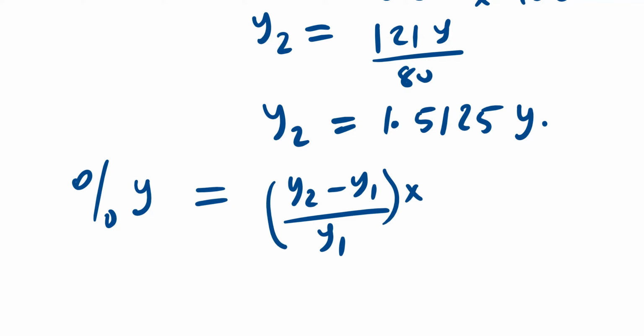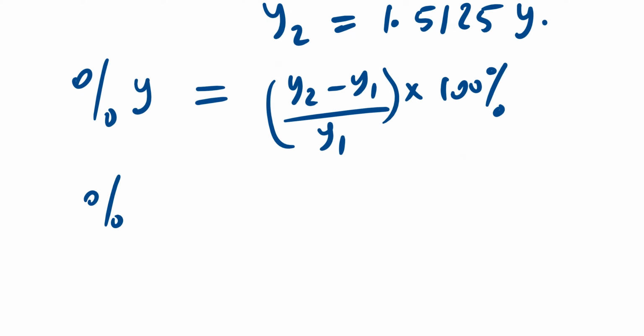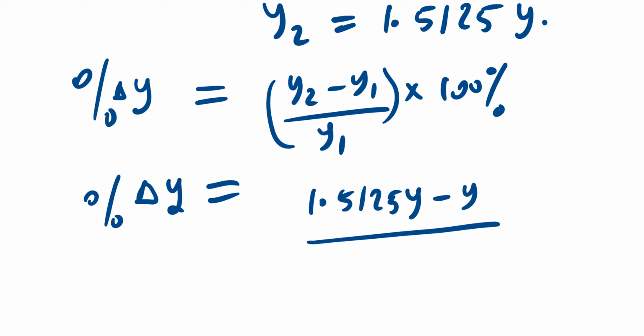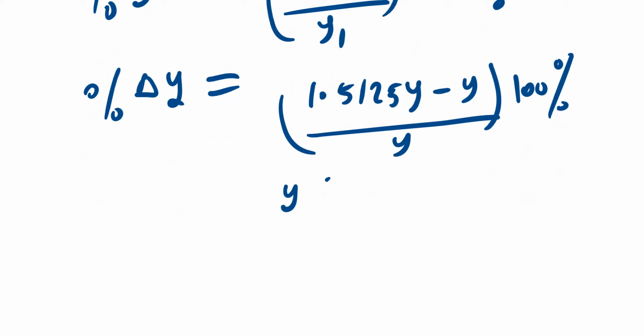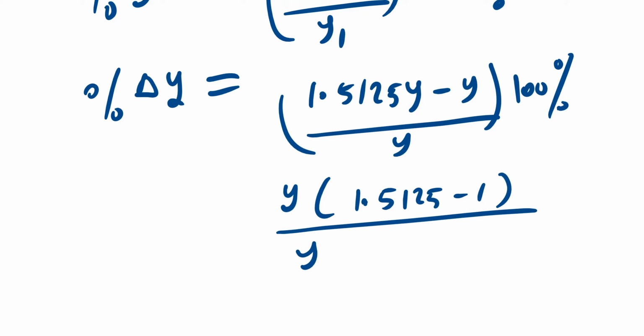Now we are looking for the percentage change in y, so it will be y2 minus y1 over y1, and you're going to multiply the result by 100%. So the percentage change in y will be 1.5125y minus y over y in the bracket, multiplied by 100%. You can see that y is taken out of the bracket. 1.5125 minus 1 over y, you multiply by 100%.